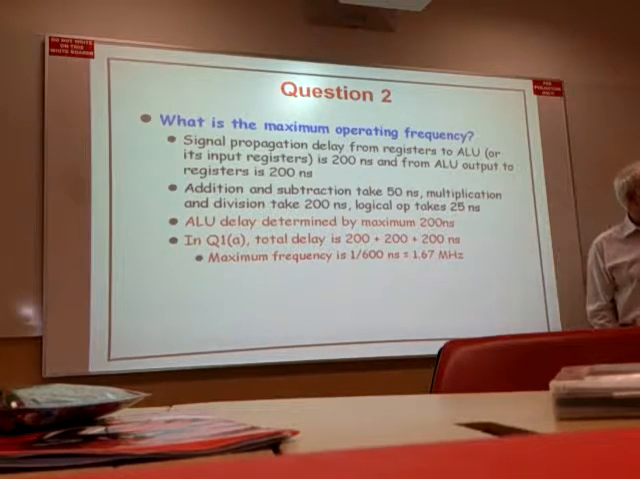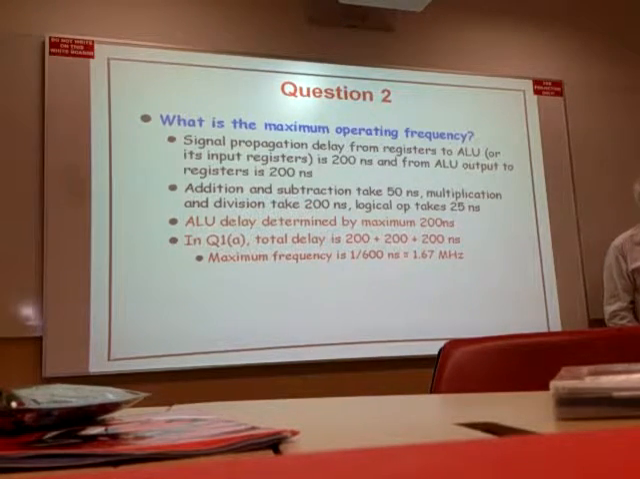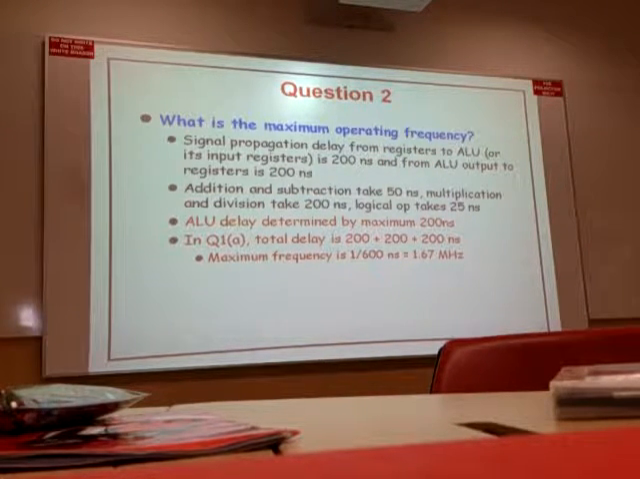Okay, any questions on that? 600 is what? The input is 200, the output is 200. Then after that, the ALU, right? Maximum because it's 200, determined by the maximum. So it's total 700.